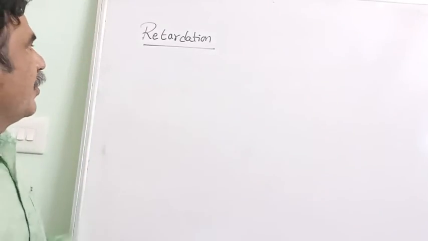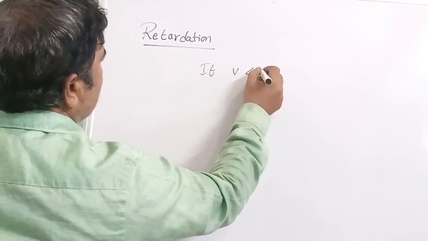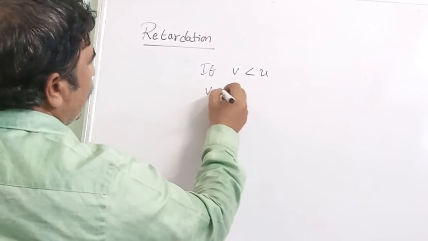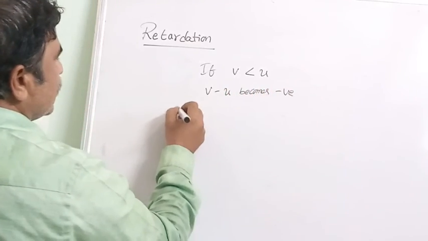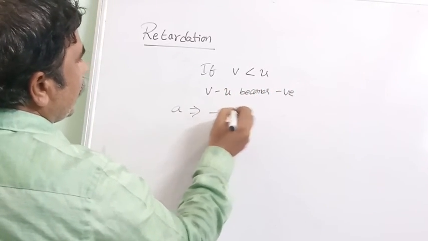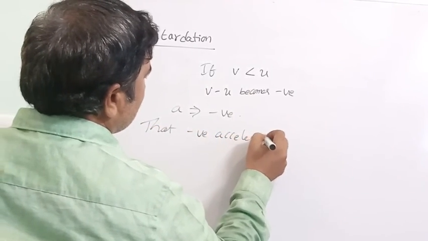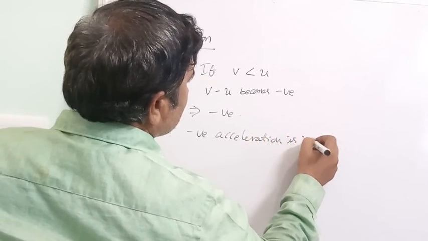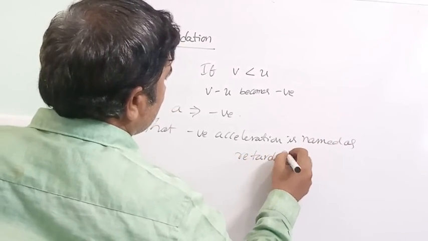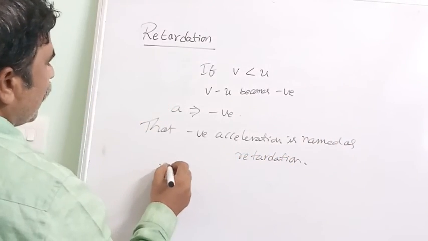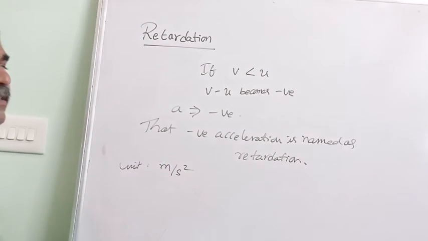Now, retardation. Suppose the final velocity is less than the initial velocity, then v minus u becomes negative. In such a case, acceleration becomes negative. That negative acceleration is named as retardation. The unit is the same, meter per second square only.